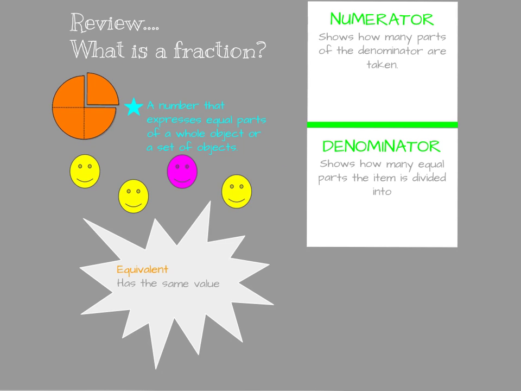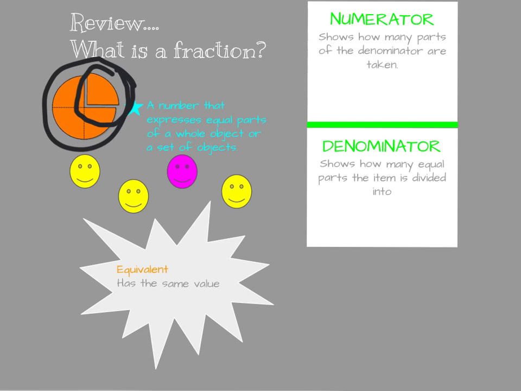Okay, so before we get started, let's just refresh our brain on the basics of fractions. So, what is a fraction? A fraction is a number that expresses equal parts of a whole object or a set of objects. So we can see right here with this circular object, we have one whole circle, and then we can see these little dotted lines running through here that we have four separate equal pieces that make up this one whole circle. And then we see this piece right here, and this piece is being taken away.